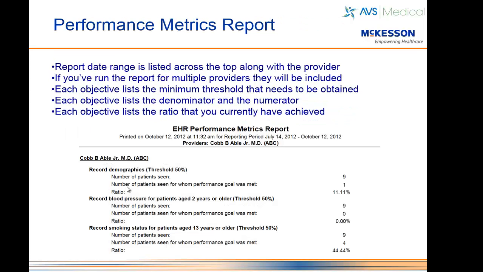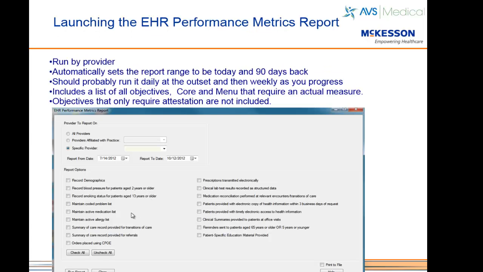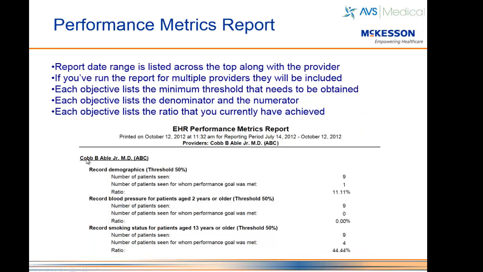Okay, so here we see an actual copy down here at the bottom of this slide, and I'm going to do this live in just a second. But this is what the EHR Performance Metrics report would look like once it's been run. It's going to give the date that it was done. It's going to give the reporting period that you chose and the provider for whom you chose to run the report. Down below here, it's going to give each of the objectives that you chose to run the report for.